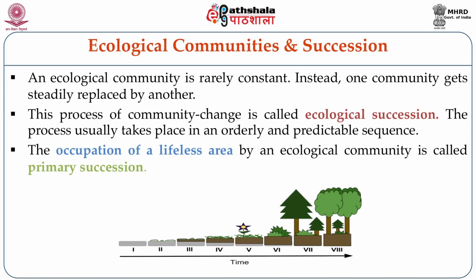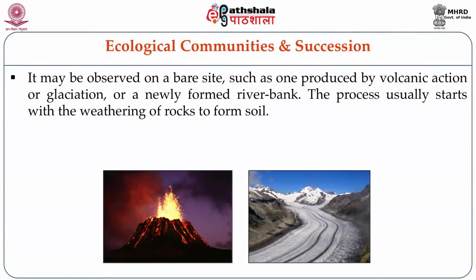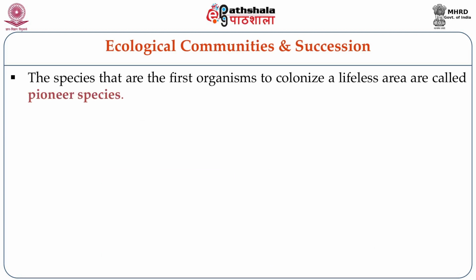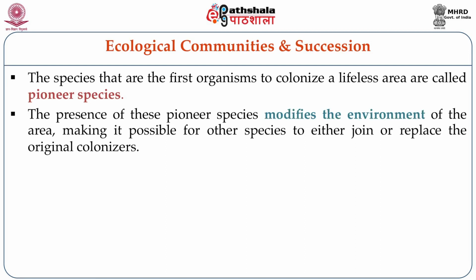The occupation of a lifeless area by an ecological community is called primary succession. It may be observed on a bare site, such as one produced by volcanic action or glaciation or a newly formed riverbank. The process usually starts with the weathering of the rocks to form soil. If physical conditions such as light, temperature, and moisture permit it, this soil gets occupied by increasingly complex organisms. The species that are the first organisms to colonize a lifeless area are called pioneer species. The presence of these pioneer species modifies the environment of the area, making it possible for other species to either join or replace the original colonizers.